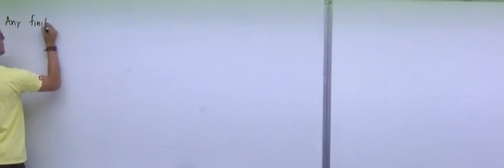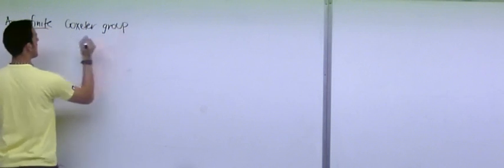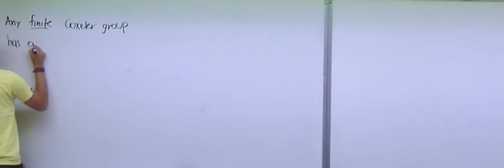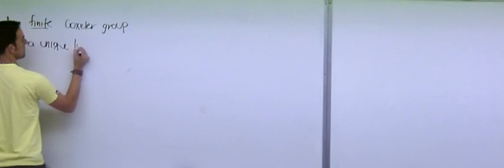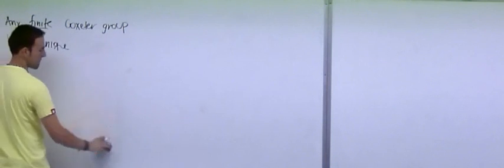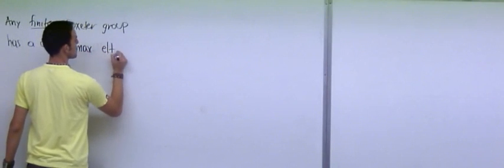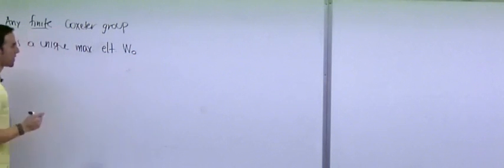We keep talking about this longest element of the Coxeter group. We showed last time that any finite Coxeter group has a unique longest element. Well, a unique maximum element is bigger than everything else in the Bruhat order. And we call it W naught.